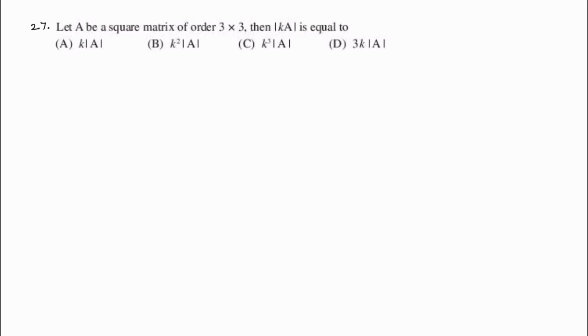Question 27. Let A be a square matrix of order 3 by 3. Then determinant of Ka is equal to, we have a formula for this. It becomes K raised to n times determinant of A. Because in a determinant, we can take out the common factors from each row or from each column. And here it is a 3 by 3 determinant. From each row, we can take out the constant K. So it becomes K into K into K, which is K cube. The order is 3 here, n is 3. So K cube times determinant value of A. C is the correct option.